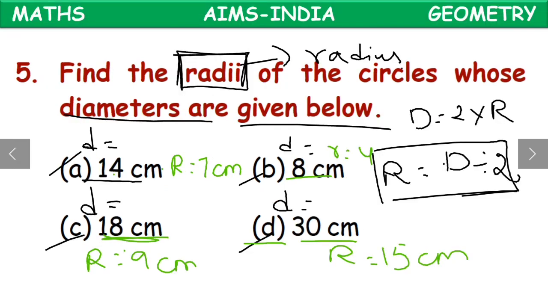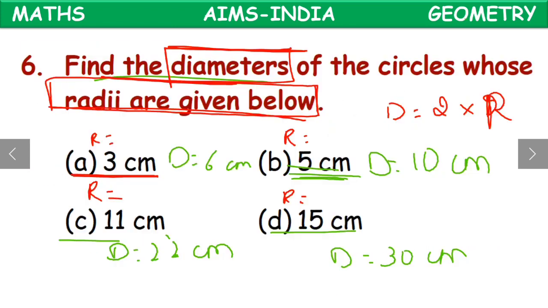With this we have come to the end of the topic circles. In circles we have learned about how to draw the circles, what are the different types of the circles, what are the different parts of the circles, and also how to find out the radius when diameters are given, and how to find out the diameter.